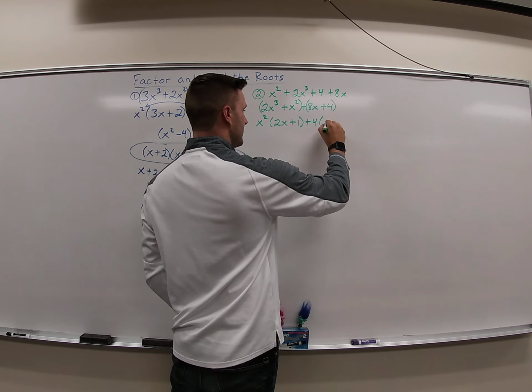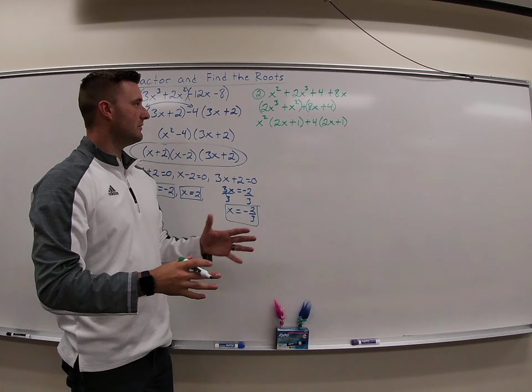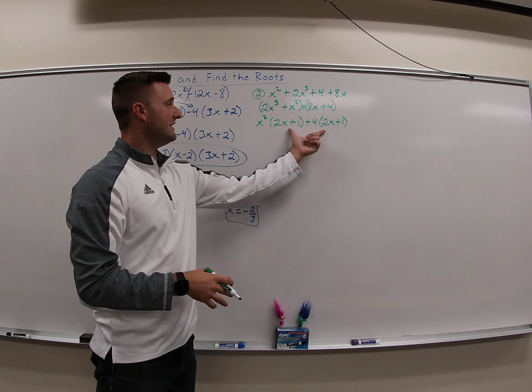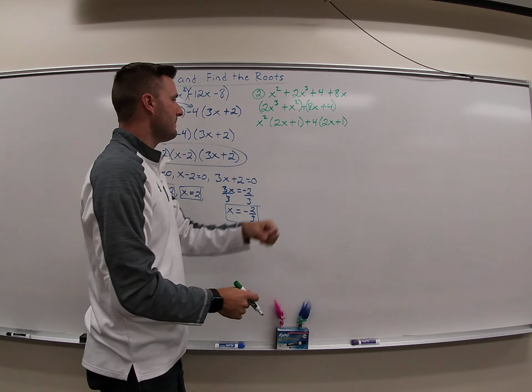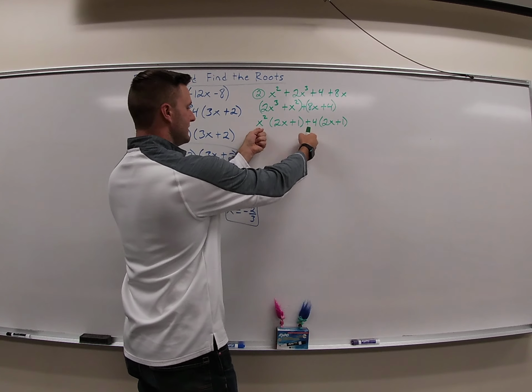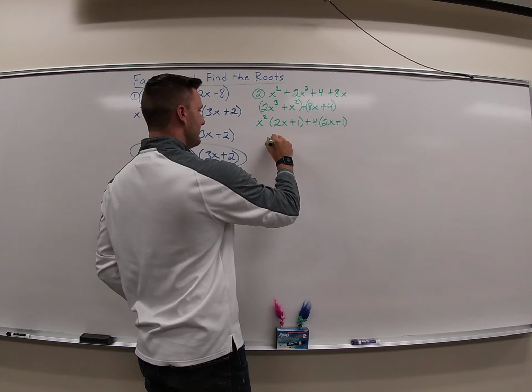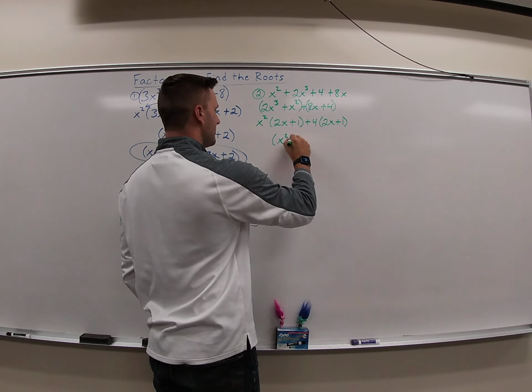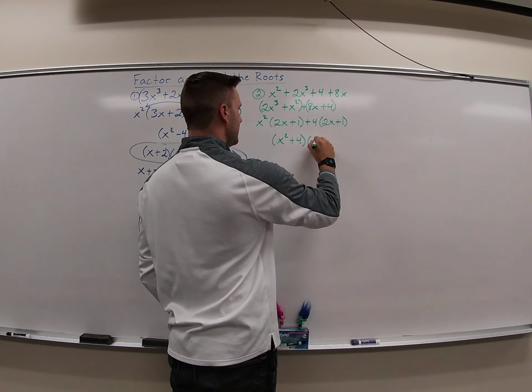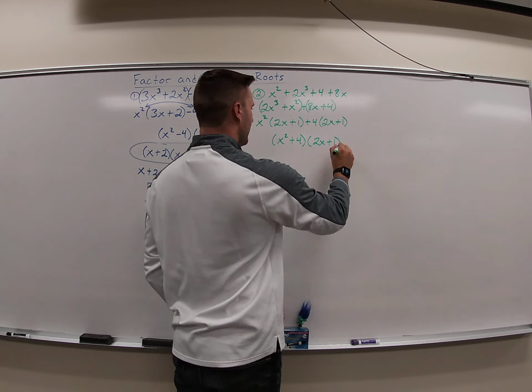How we know we did this right, or a good hint, clue for us, is that what is inside the parentheses match. All right, so the two terms outside of your parentheses, those that you factored out, that is going to become their own set of parentheses. So x squared plus 4 times 2x plus 1.